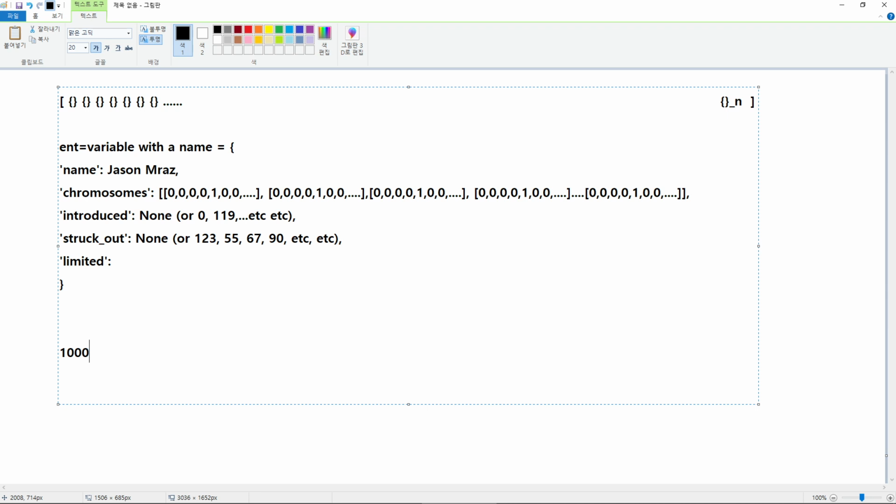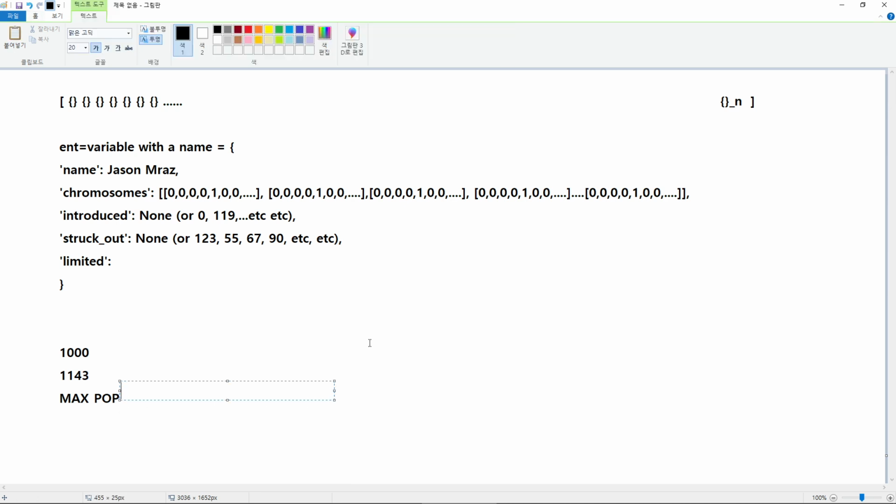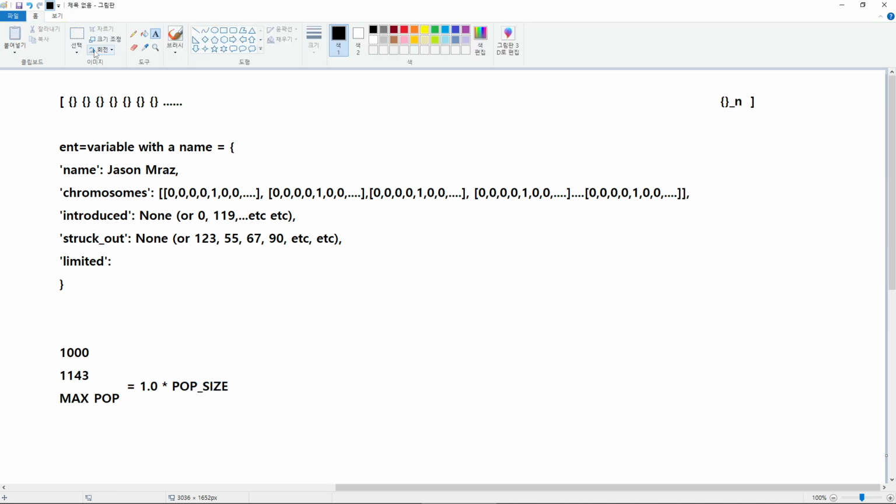Like if there were 1,000 entities, and then after the procreation it went over 1143, for example, and the max population was set to 1.0 times initial pop size. That's what I mean by this.